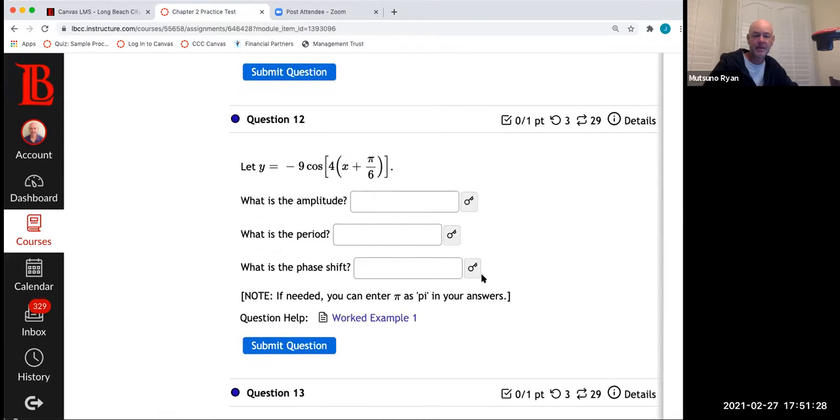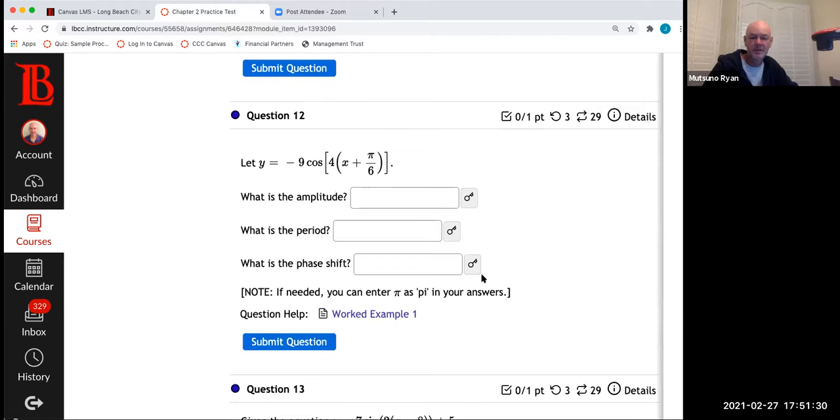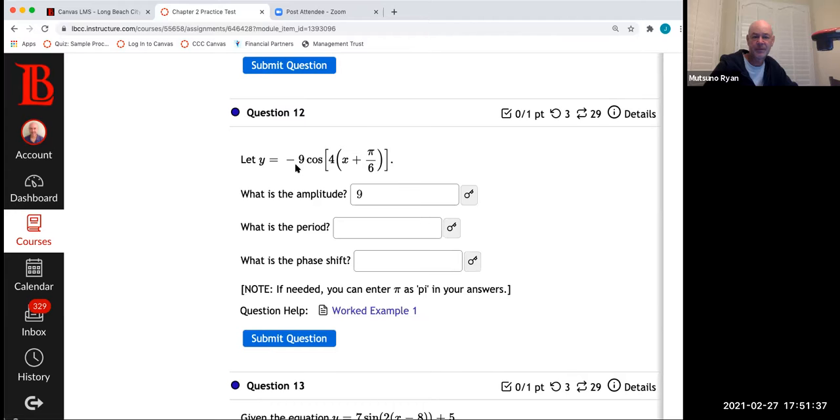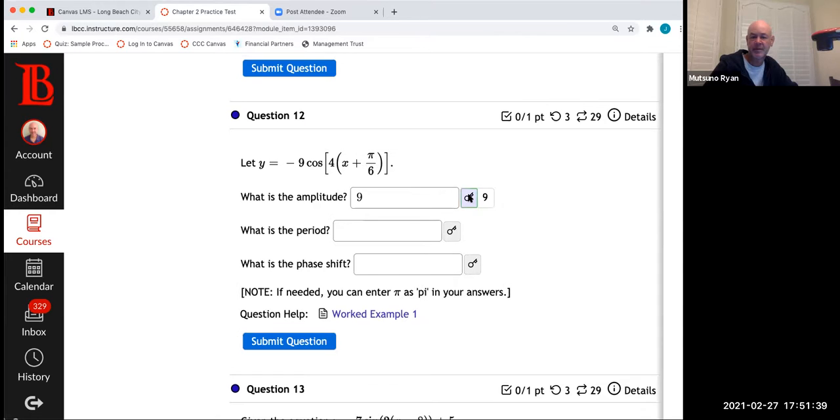All right. What is the amplitude? We know that that's going to be 9. Let's see that there. 9. What is the period? Now, b in this case is 4. So 2 pi over 4 is pi over 2, which is what that is. Let me write that out so you can see it.